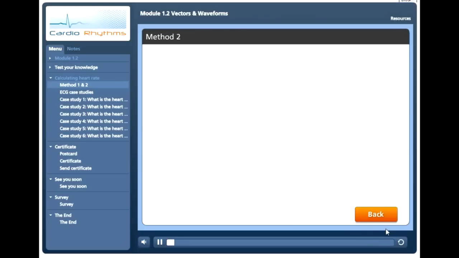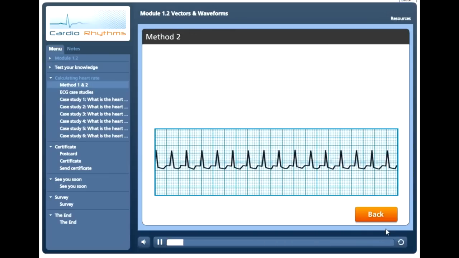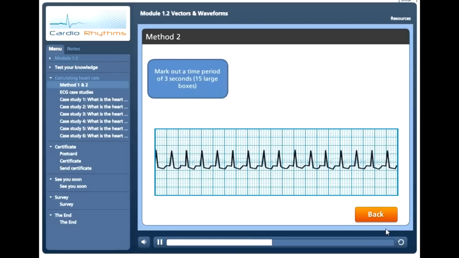Method 2 is good for fast and irregular rhythms. There are several ways you can do this, but they are all based on the same premise, which is assessing a short period of time and multiplying that period of time up to 1 minute. Nurses do something similar when taking a pulse. For this example, I'm going to use a time period of 3 seconds, which is 15 large boxes.